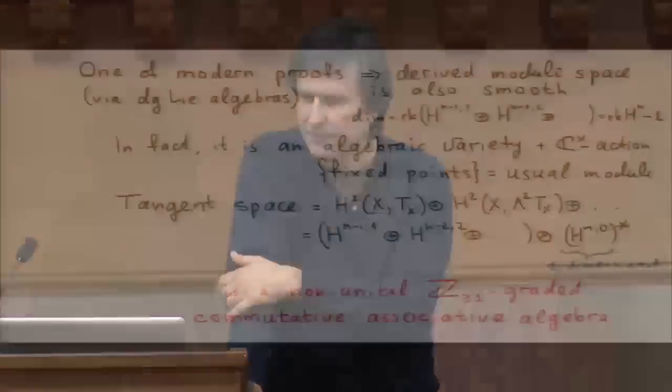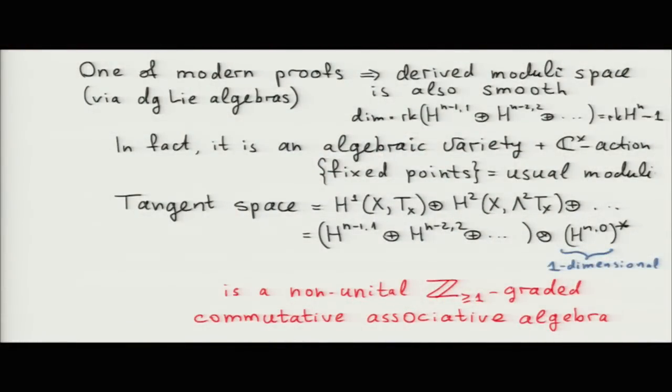This theorem has many proofs, and one of the later proofs was based on abstract deformation theory with differential graded Lie algebras and so on. It gives you a natural derived extension of the moduli space, and this derived extension is also smooth. The dimension of the moduli space is the dimension of the whole middle cohomology minus 1. This 1 corresponds to a pretty trivial part, so it's better to remove it. In fact, this derived moduli space is an honest, usual algebraic variety, not something derived. It's an algebraic variety with an algebraic action of C star, which has a fixed point, the usual moduli space, and the rest is contracted to the fixed point.